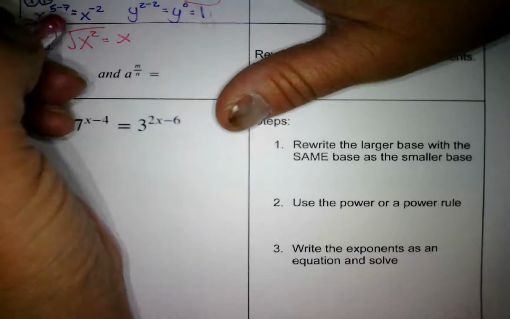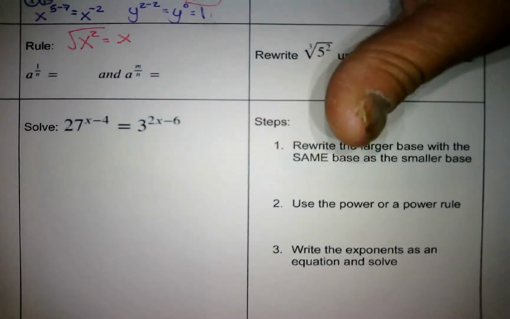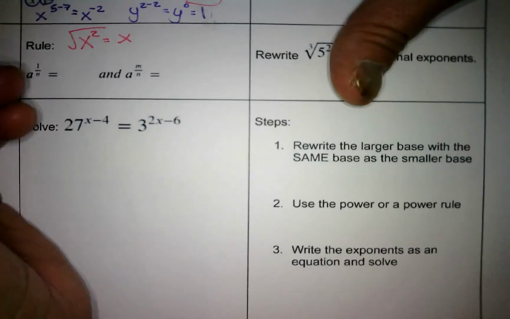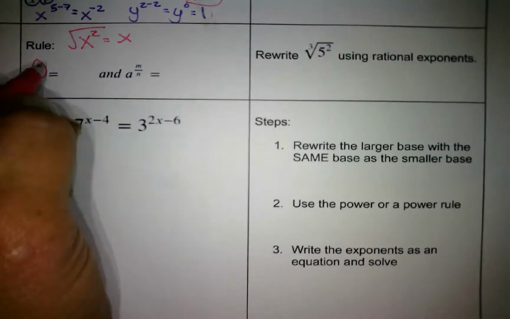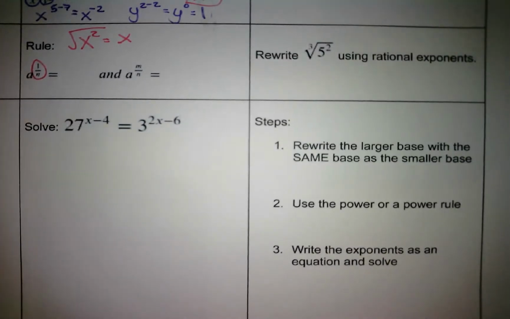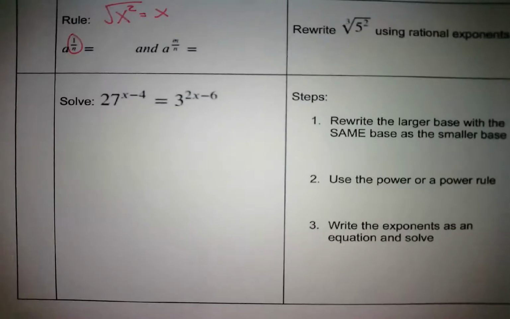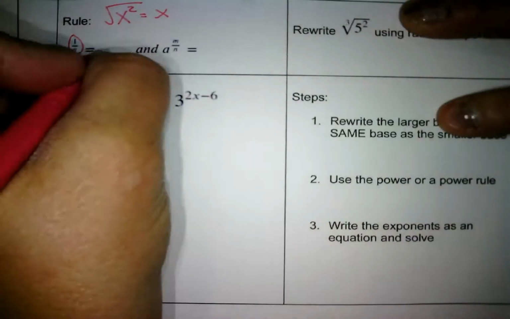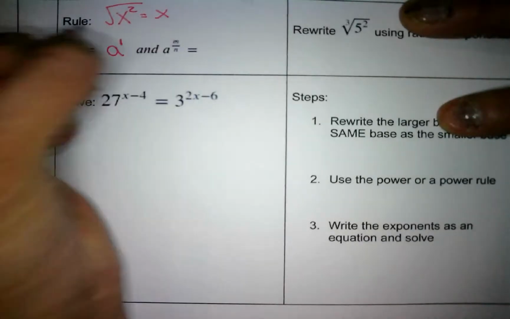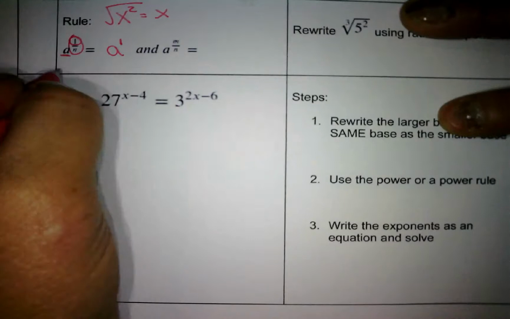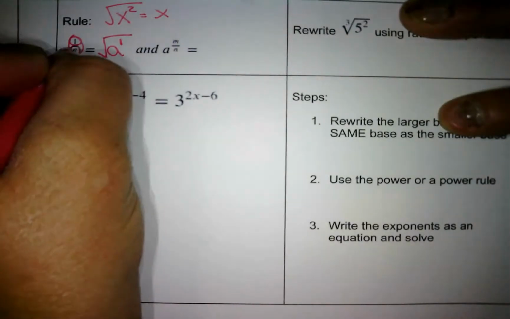The way I always like to think of it is, here I have a to the 1 over n power. How I rewrite that is whatever's in the numerator stays with my number, or my base, and then I put my radical symbol, and whatever is in the denominator of that exponent is the root I'm taking.